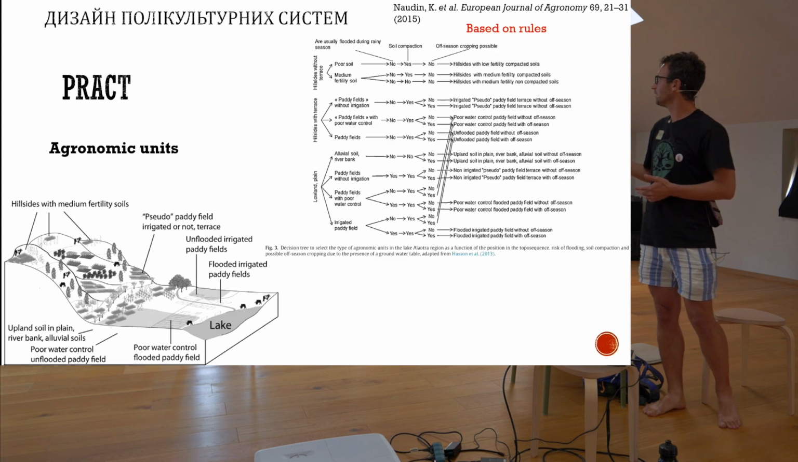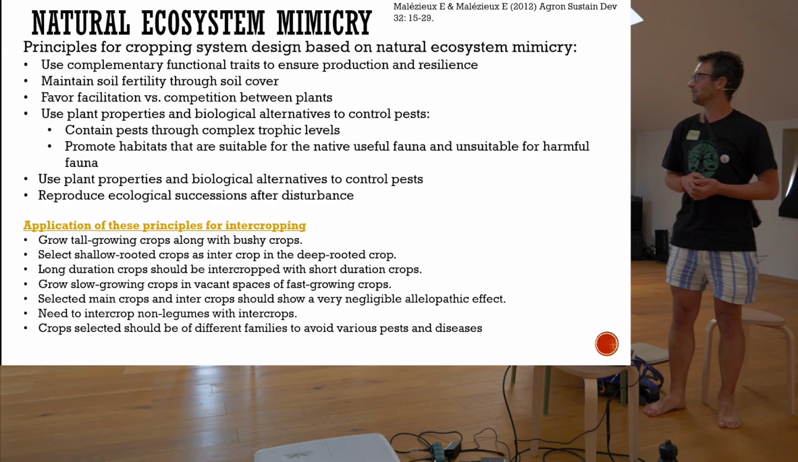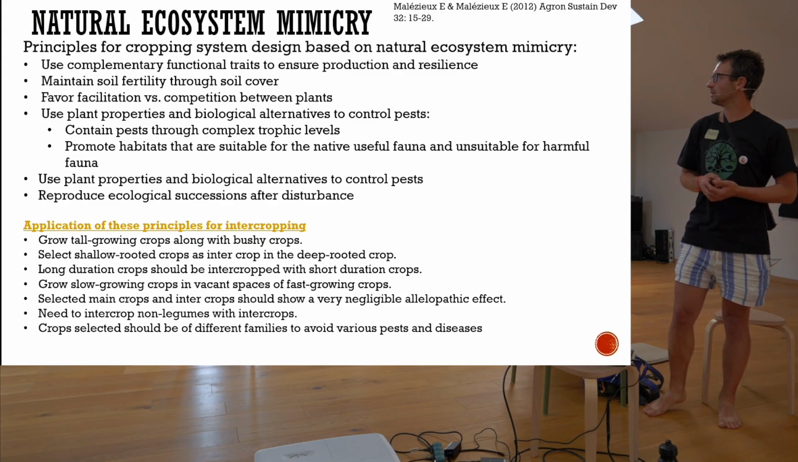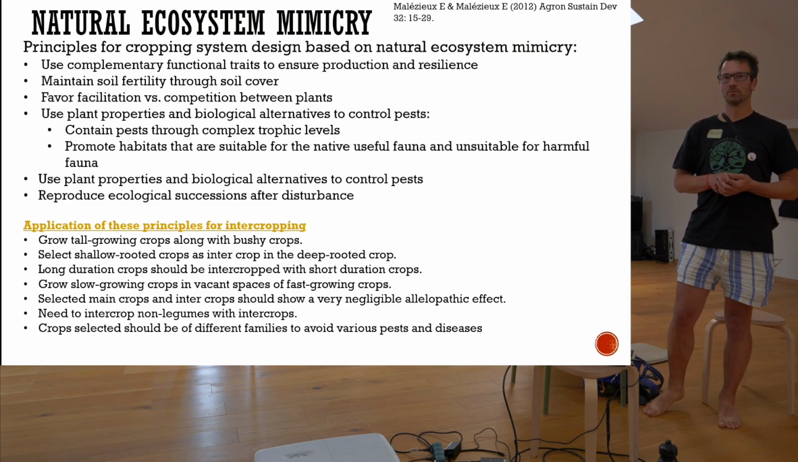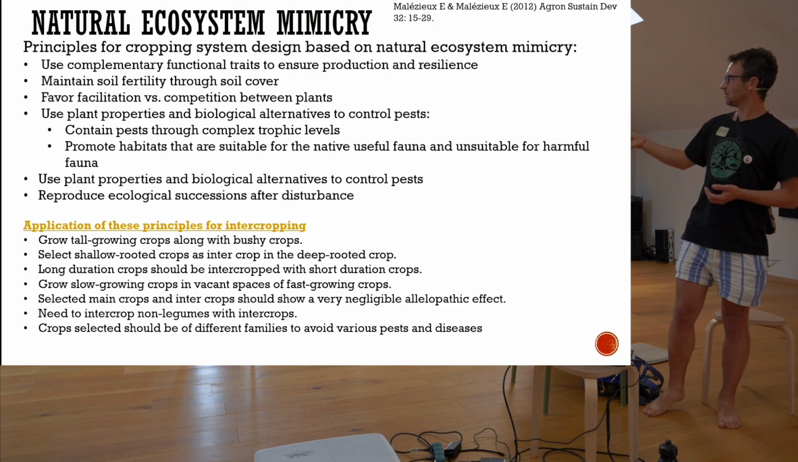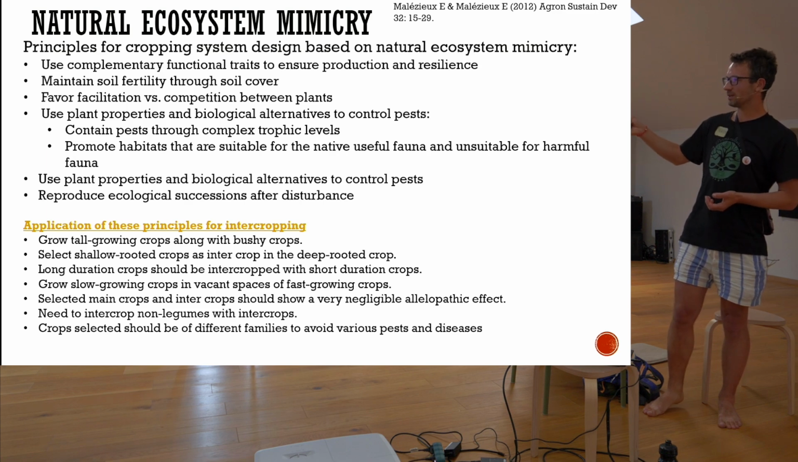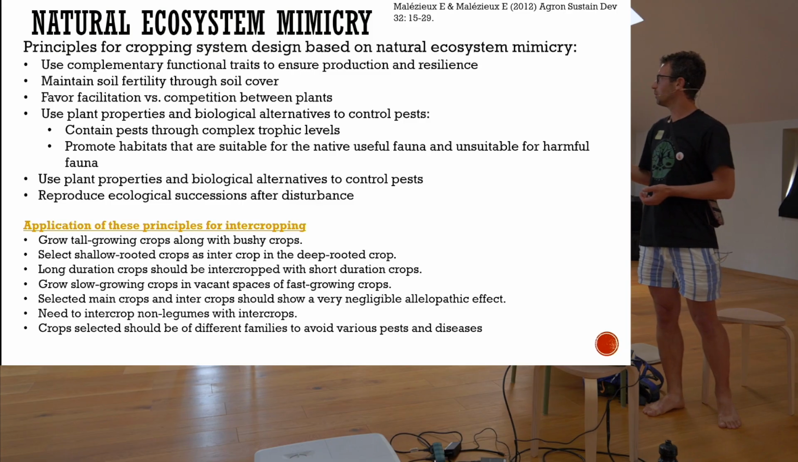So this is a rule-based approach. And of course, the best which we know from permaculture is mimicry of natural systems. We mimic not so much species combinations, but the functions that exist in the natural system. Here I just give a slide showing how these ecological rules could be translated into rules understandable by growers.